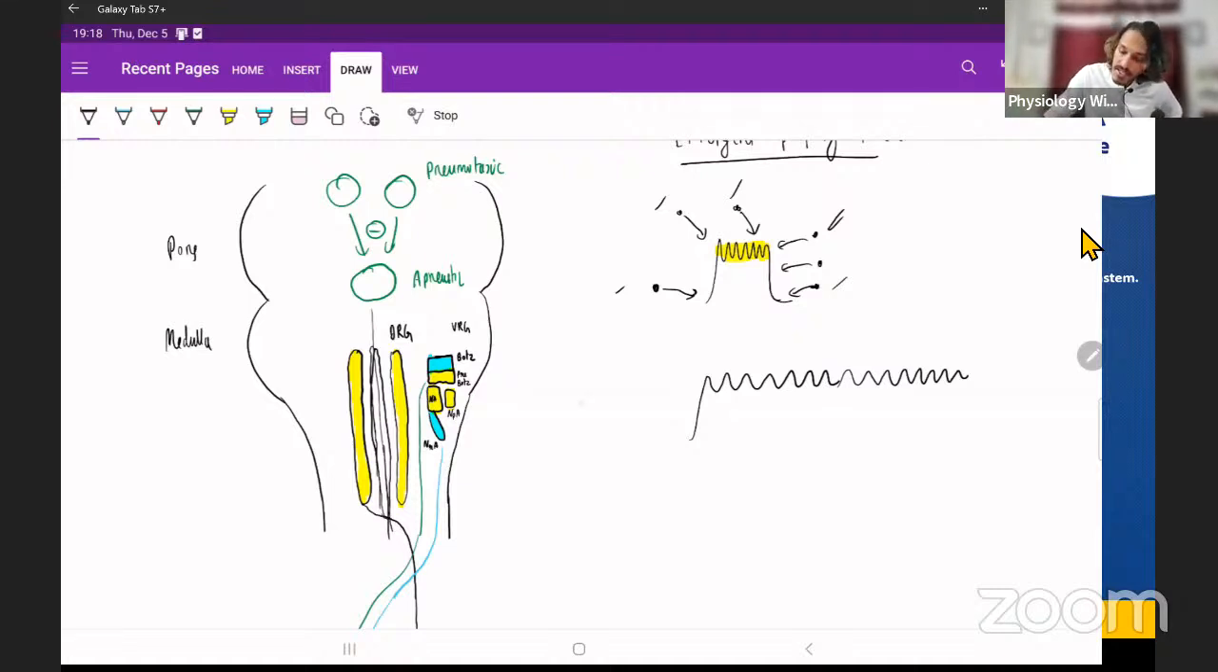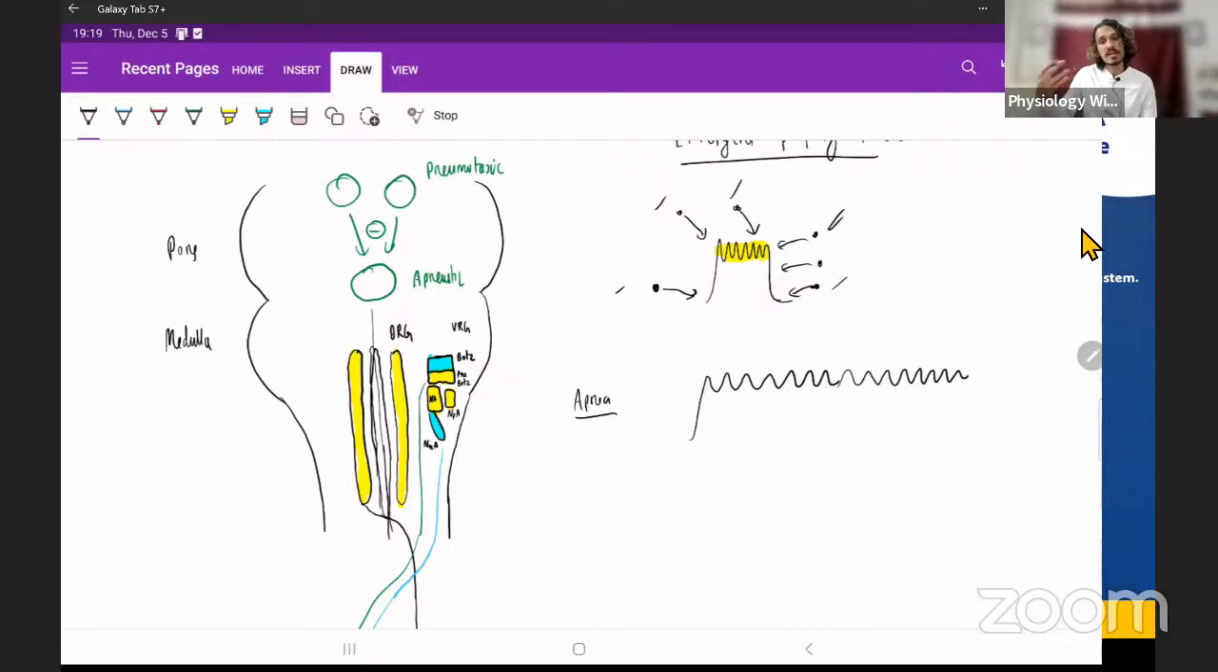So that results in a condition called apnea, cessation of breathing. Although inspiratory drive is increased, it'll get stuck over there. That's why it's called the apneustic center. That is what the apneustic center does.